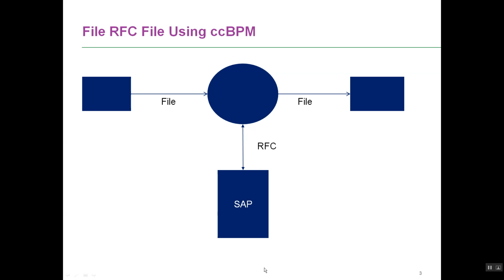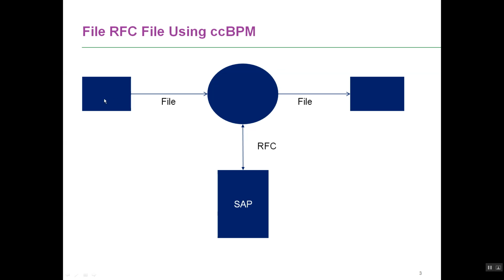Okay, first of all, what is the flow that we are going to build? A sending system is going to send a file to PI. PI is then going to make an RFC call. The file is going to contain one input field that has the username. The requirement is you get a file with one username, you make an RFC call to SAP, you get the RFC response, and then you push that response back to a file.